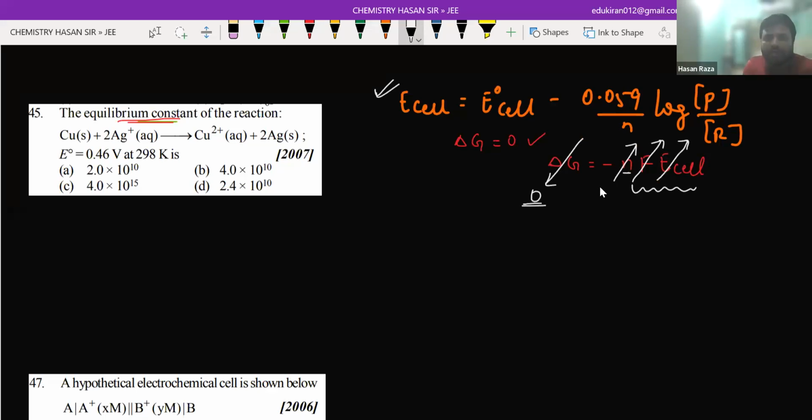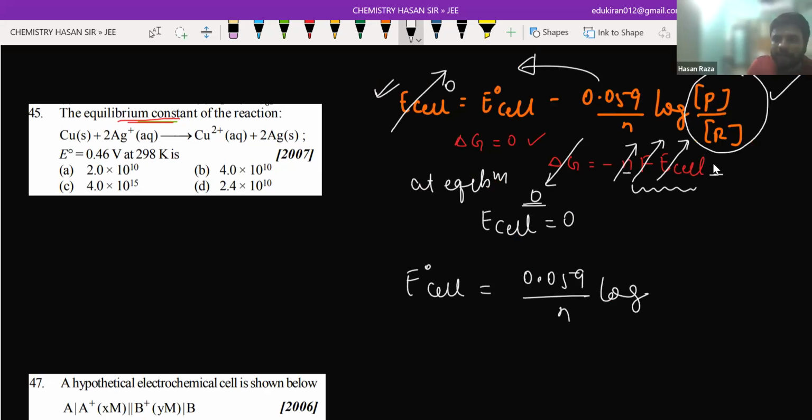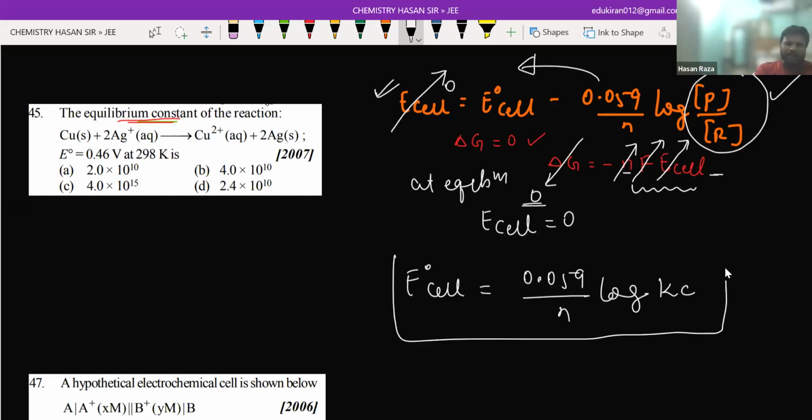This E cell will be zero, and hence you can see at equilibrium, I'm deriving the formula basically, so don't forget it if you remember only the Nernst equation. At equilibrium, E cell equals 0. So if this part becomes 0, I'm just going to move this to the left hand side, and it becomes E naught cell is equal to 0.059 upon n log of, and since it is at equilibrium, this product upon reactant can be written as log Kc. Everyone got it? This is the formula that we need to apply.